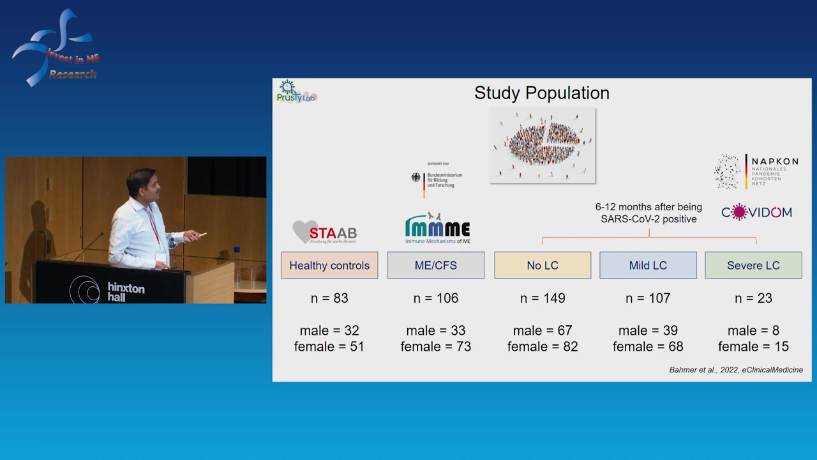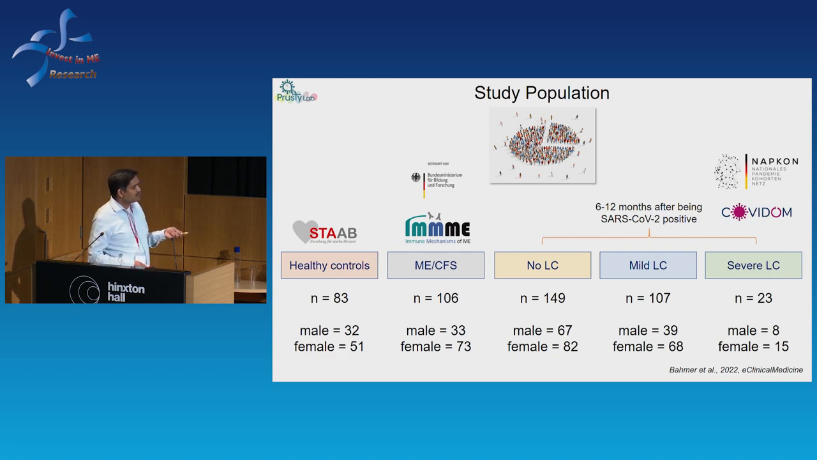where we have patients who got infected with SARS-CoV-2, and we collected the samples 6 months after the first PCR positive. All the patients who were repeatedly infected were not included in this study, and they are not acutely infected hospitalized patients. We have patients who have recovered without any major symptoms, which we call the no long COVID group. We have a mild long COVID group and a severe long COVID group.